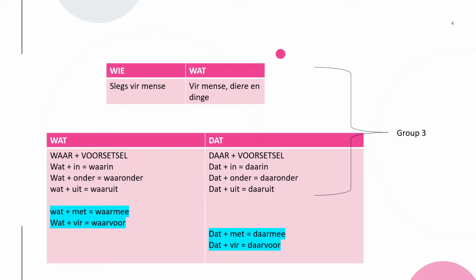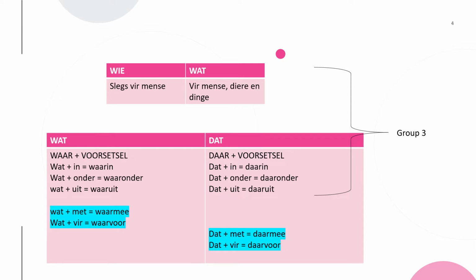Wie is for people, but wat can be for people, animals, or things. Wat changes to waar and your preposition gets connected to it, and that changes to daar and your preposition gets connected to that. The only preposition that changes completely is met, that changes to meer, as you can see at the bottom. I've highlighted it in blue, and vir changes to voor.